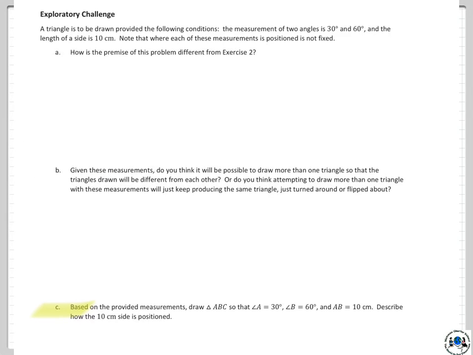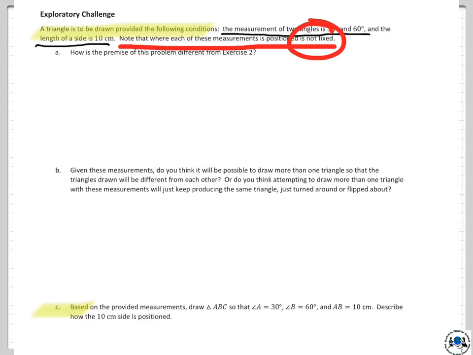So a triangle is to be drawn provided the following conditions. Okay, here are the conditions of this triangle. The measurement of two angles is 30 degrees and 60 degrees, and the length of a side is 10 centimeters. Okay? Note that where each of these measurements is positioned is not fixed. Now that should be a hint right away about their identicality.